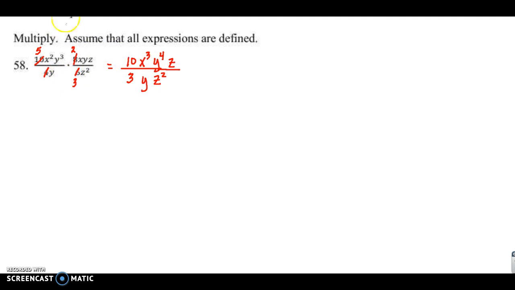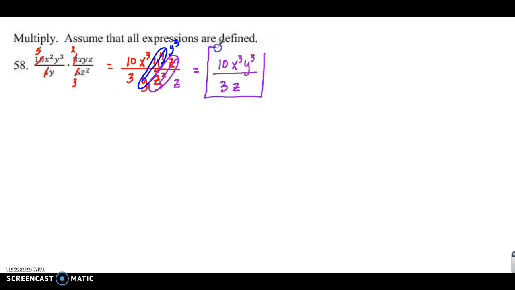And then you could easily tell that with my y's, I could reduce these and be left with just a y to the third on the top. And then the same thing with my z's. I have 1 on the top and 2 on the bottom, so I'm going to be left with a z on the bottom for a final answer of 10x to the third, y to the third over 3z. And that would be your simplified version.